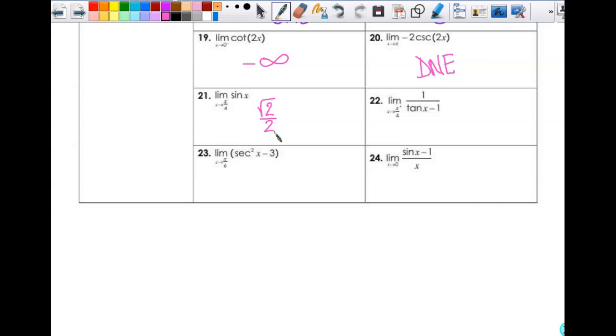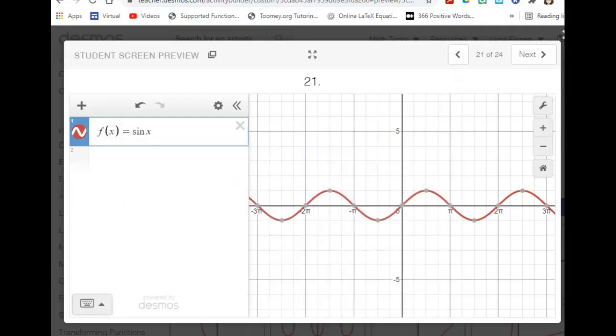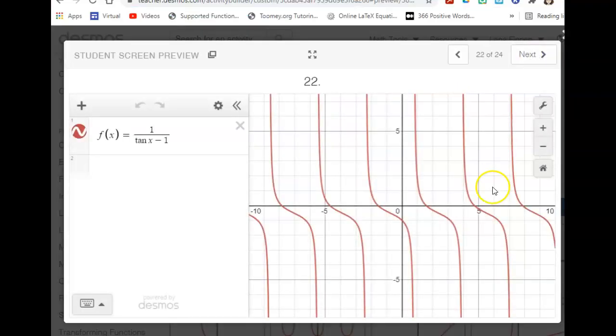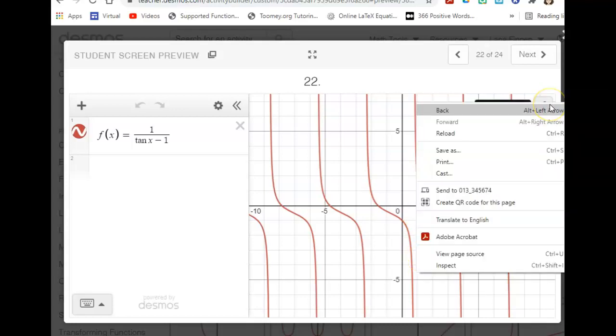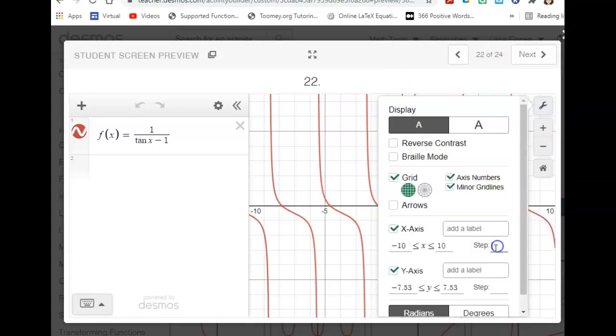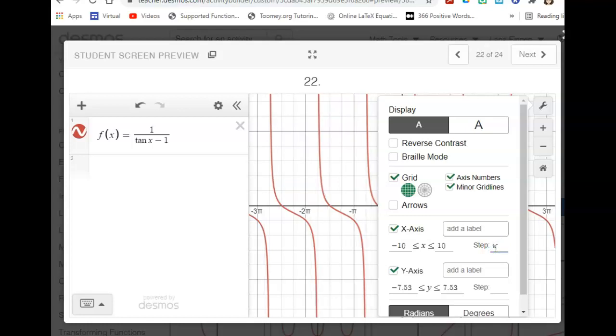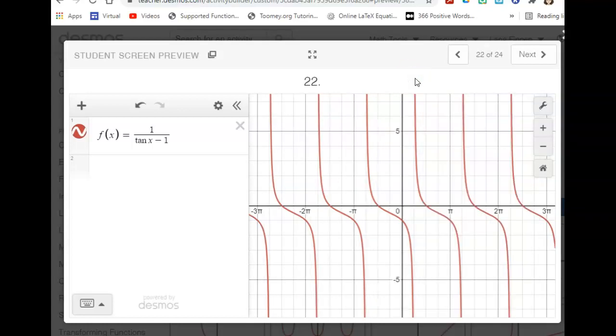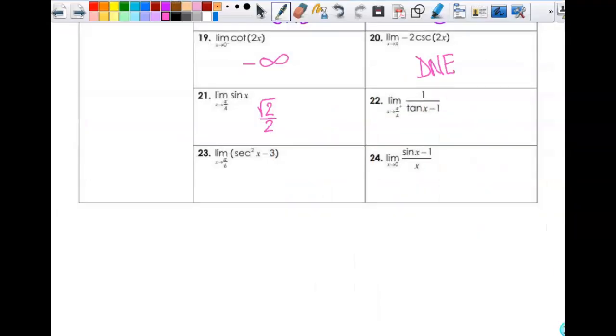Okay, let's look at 22. x approaches pi fourths from the right. Once again, I don't have it in the right setting, so I can either change the step or graph a line. It's pi. I'm looking for pi fourths, so this is pi halves, pi fourths, so that's where an asymptote goes. And I'm approaching from the right. That means my answer is infinity.